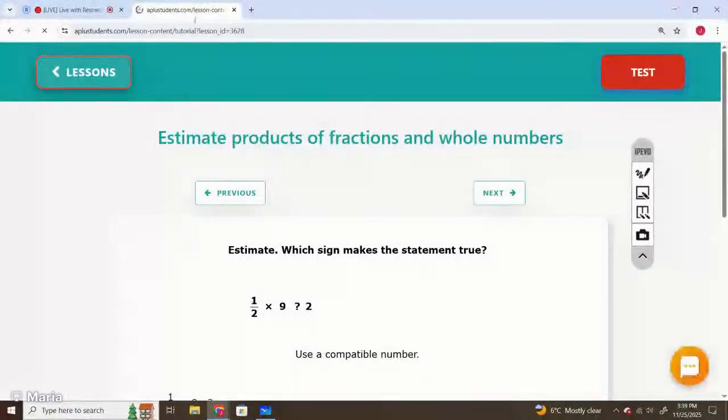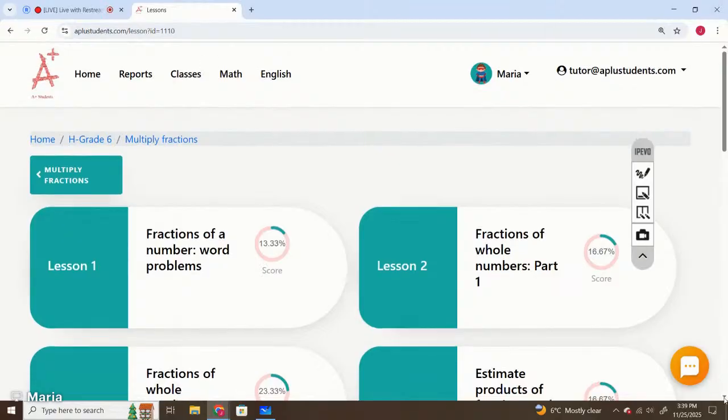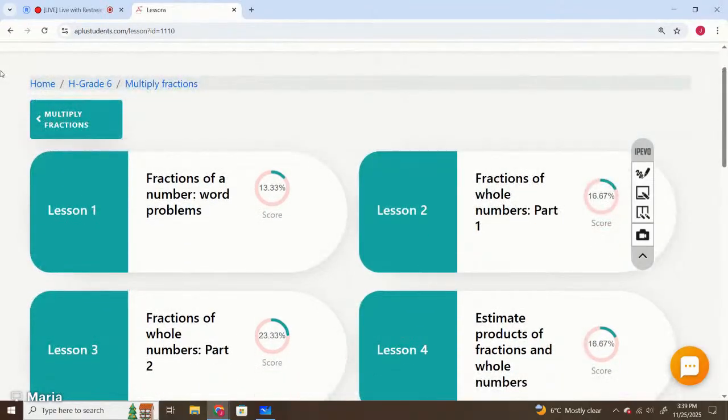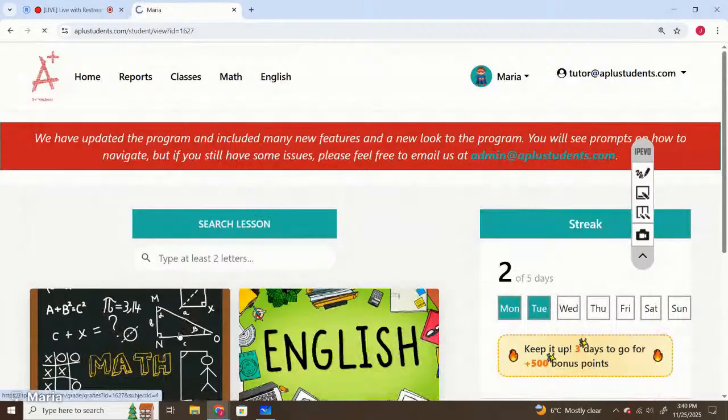So we were working on grade 6 math. The chapter we were working on is fractions. The lessons we have covered today are fractions of a number word problem, fraction of the whole numbers part 1, then fraction of the whole numbers part 2, estimate products of fractions and whole numbers. So please make sure before the next session you complete all the practice questions for the lessons we just did.